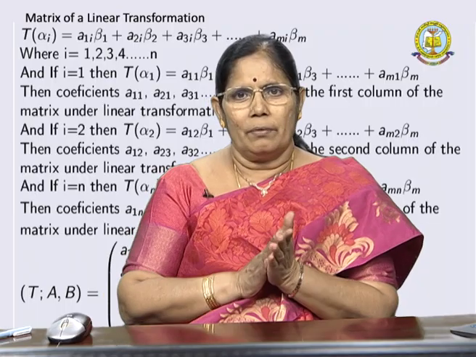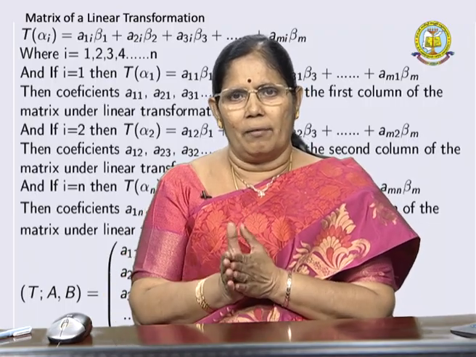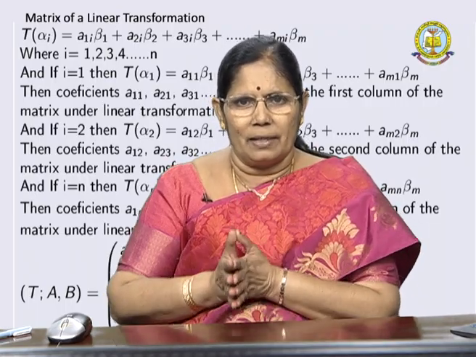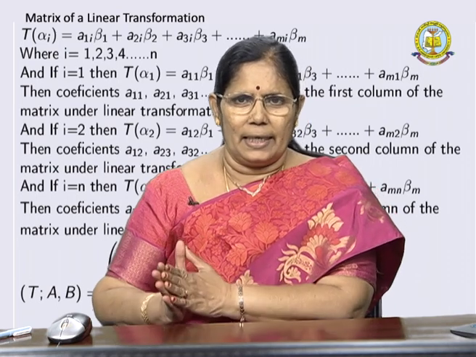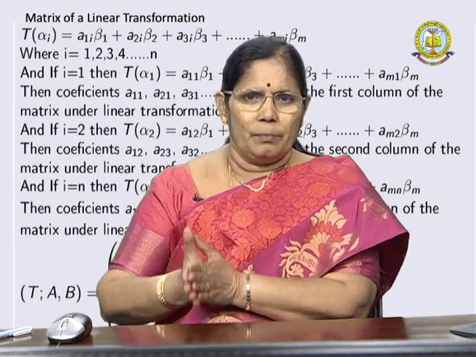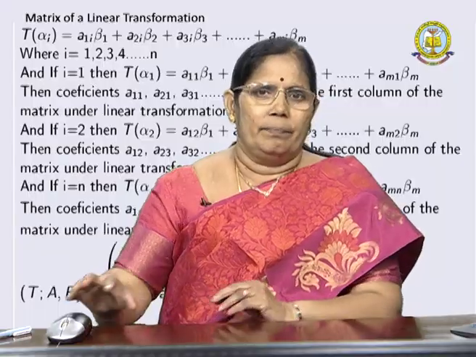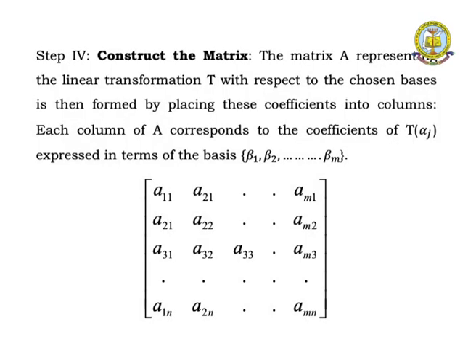So, you construct the matrix: T of alpha 1 coefficients, put in one column. Next linear transformation coefficients, put in the second column, like that. The matrix A representing the linear transformation T with respect to the chosen basis is formed by placing the coefficients into columns. So, you will get an m by n matrix.